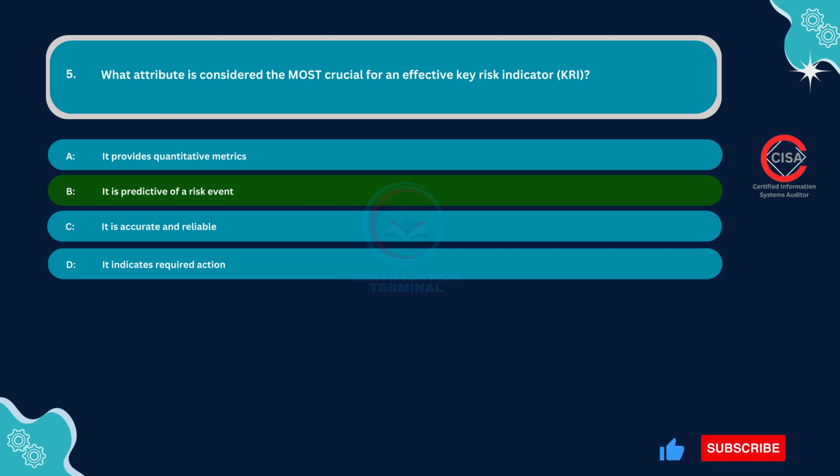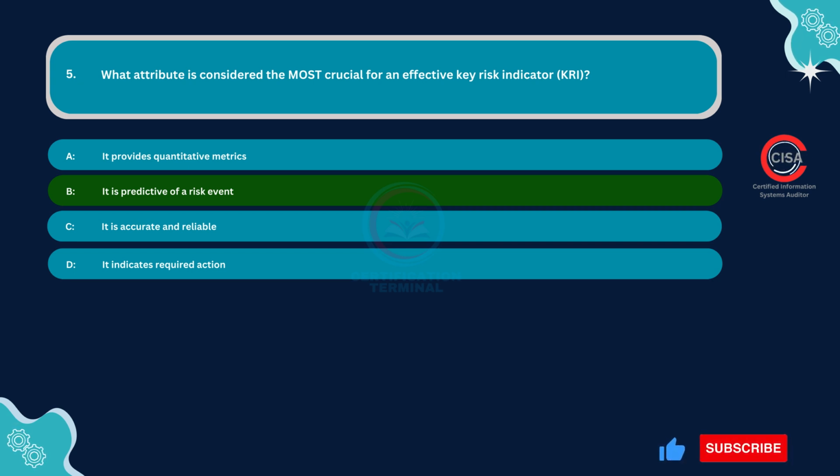While accuracy, reliability, quantitative metrics, and actionable insights are all important attributes for effective KRIs, the most crucial attribute is their ability to predict or forecast risk events, enabling organizations to take proactive measures to address potential risks before they escalate. Predictive KRIs provide early warnings or signals of impending risk events, allowing organizations to take proactive measures to mitigate or manage risks before they materialize.